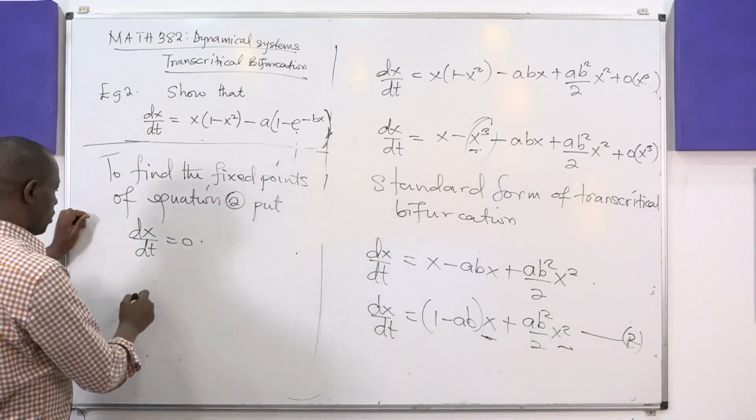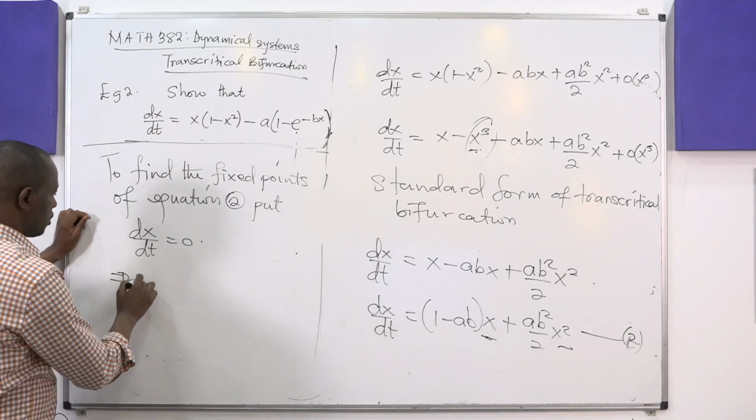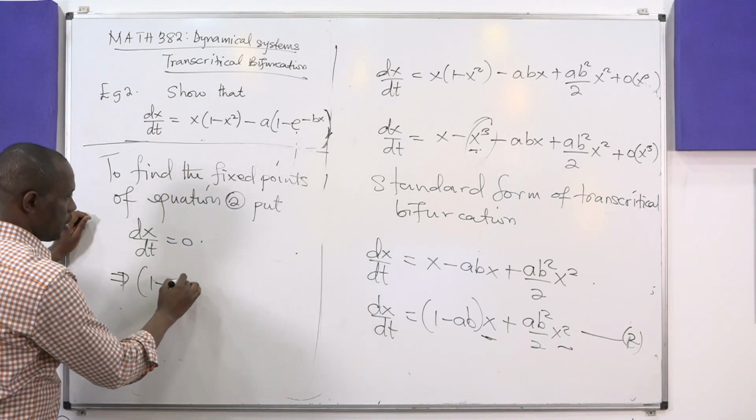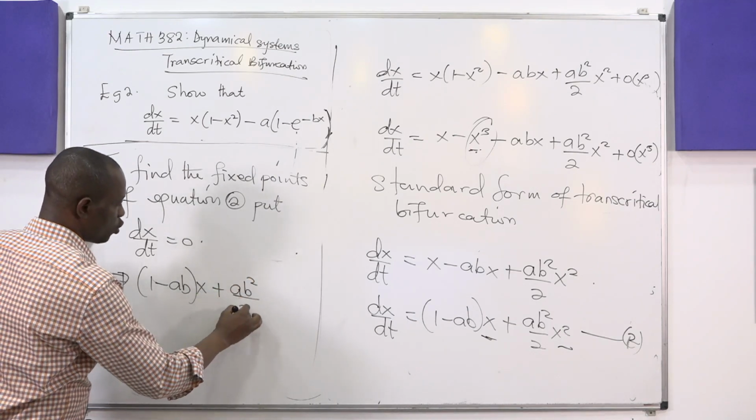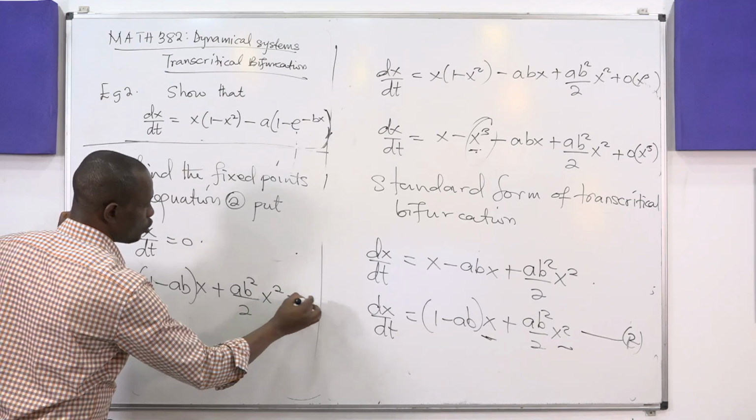So here, what do we get? It implies that 1 minus abx plus ab squared over 2 x squared equals 0.